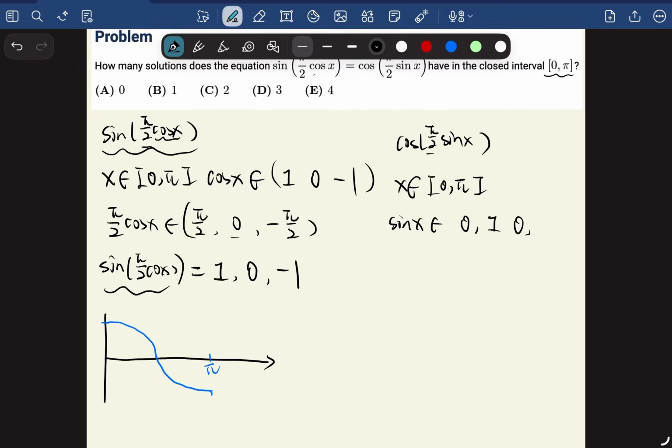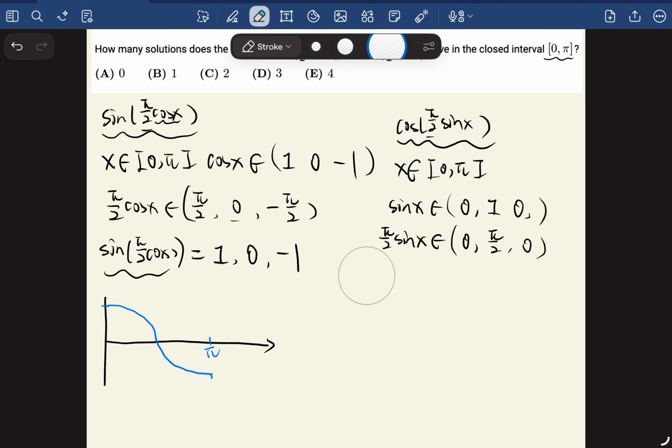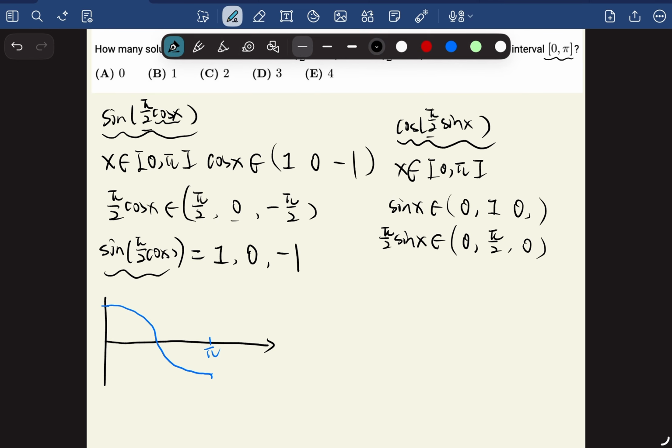Don't forget we have the times pi/2. So we have pi/2 times sine x. This is within 0, pi/2, and 0. This is a range, but since it's a composite function, it becomes the domain of the whole function. So we basically plug the values in.